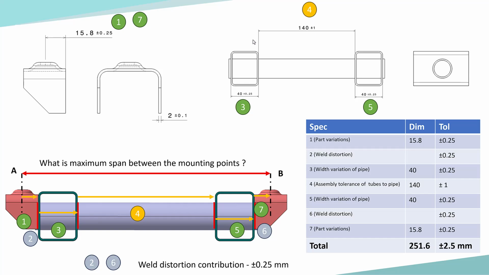Similarly, specification number 5 is the same because both the tubes are the same, and specification number 4 is the welded assembly tolerance, that is the positional, basically how the tubes are positioned with respect to each other, and also the weld distortion accounted along with it. So that specification is 140 plus or minus 1. So number 4 is 140 plus or minus 1. Again, number 5 is width variation of the pipe, which is the same 40 plus or minus 0.25, and specification number 6 is weld distortion, which has no dimension associated with it, only the tolerance.